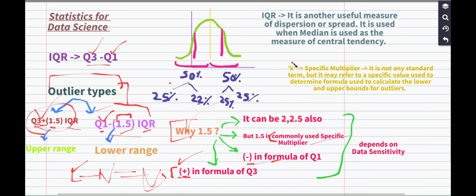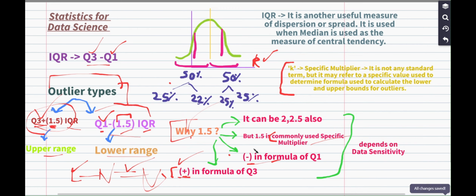Now come to another part: the denotation for the specific multiplier. It is basically denoted by K. It is not any standard term, but it may refer to a specific value to determine the formula used to calculate the lower and upper bounds for the outlier. I told that the outlier is of two types, the lower bound and the upper bound, or you can say the lower range and upper range also. There are formulas where we use this specific multiplier K.